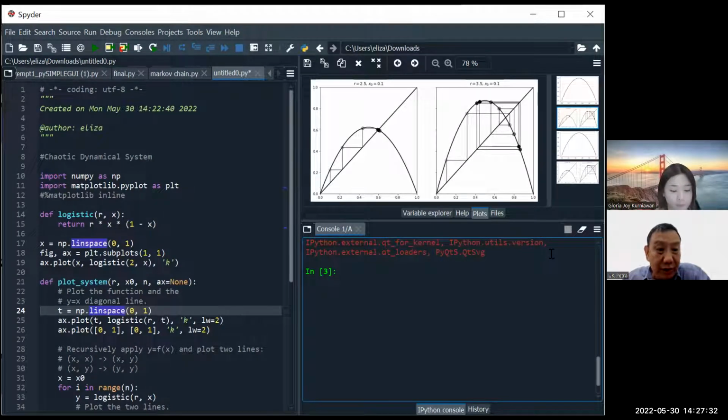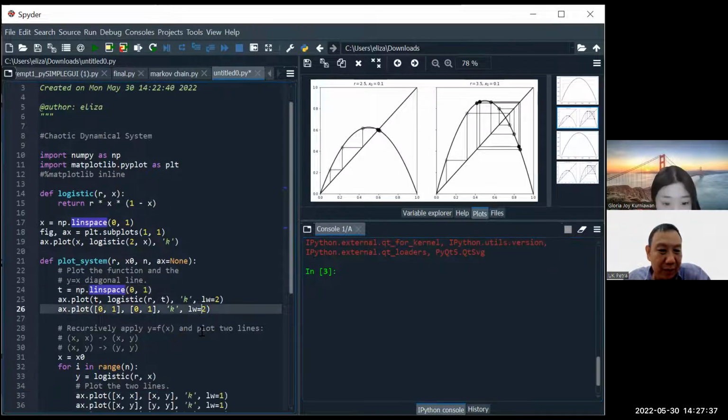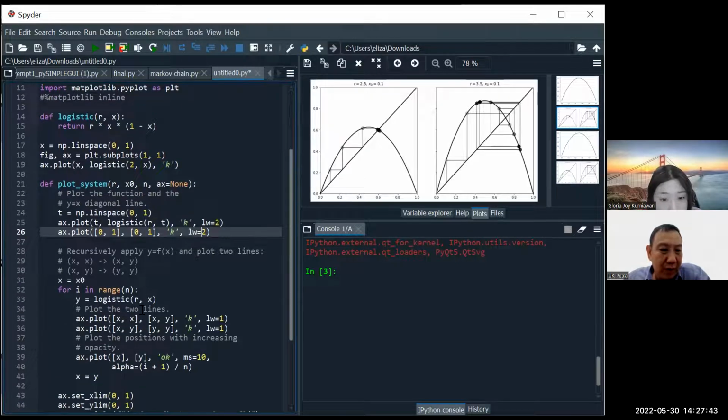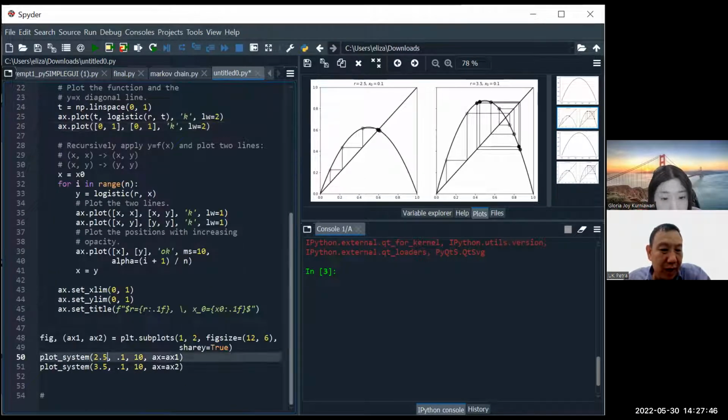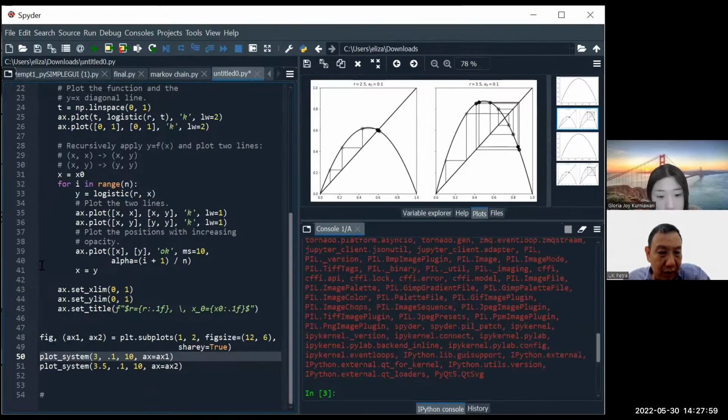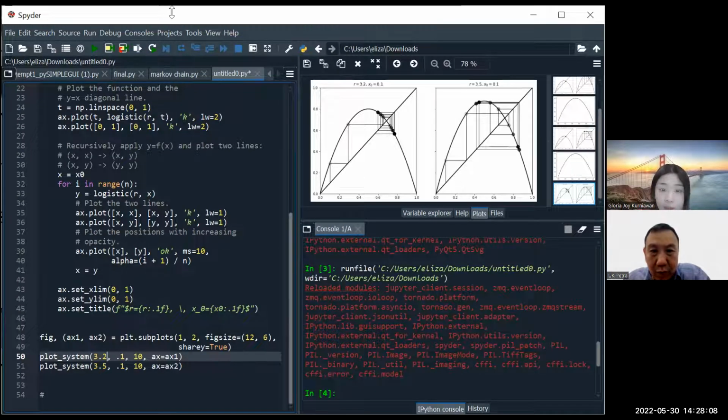So with that, you can change the R. You just put plot system, and at the bottom of your code there, this one is the R and X0. So you can say 3.2. What will happen if you put 3.2? It's supposed to be plot system 3.2. So if you run that, it's supposed to be a 2 cycle, isn't it?